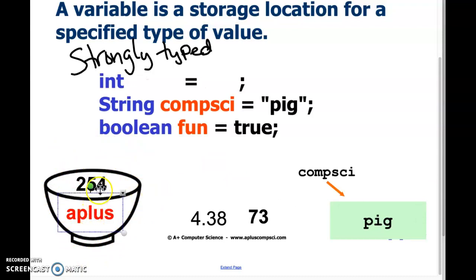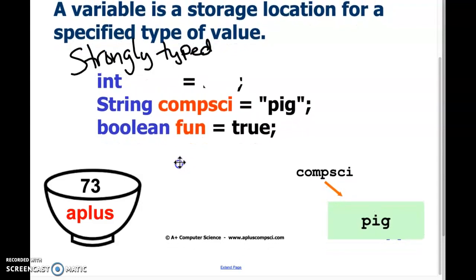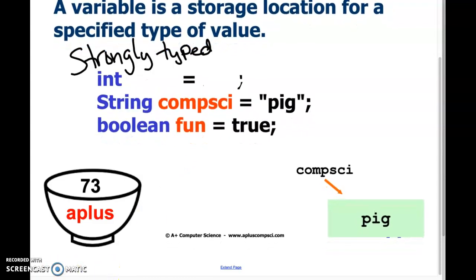Okay, so a plus is holding 254. So a plus holds an integer. Integers, as you all know, are positive and negative whole numbers. So if I try to put 4.38 in there, it's not going to allow it. It says bad. It will not allow a plus to equal 4.38. But if I try to put something like 73 in there, I'll put 73 in, and 254 is completely forgotten. Okay, so 254 never happened. So it can only hold one value at a time.